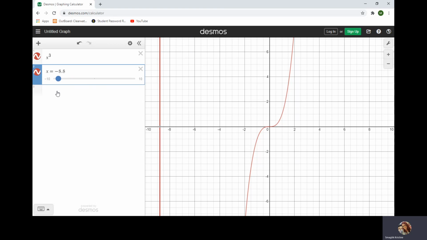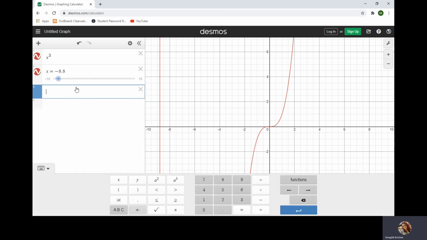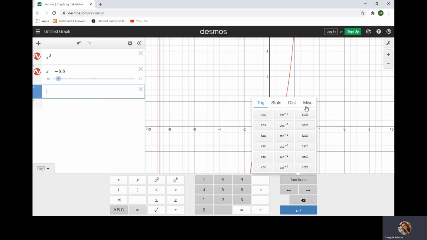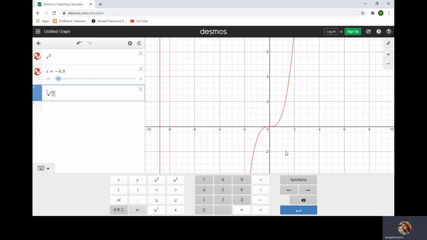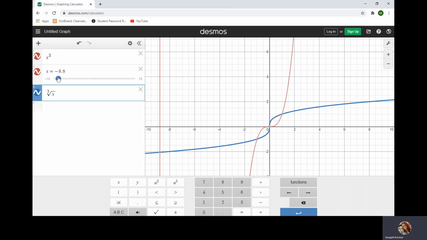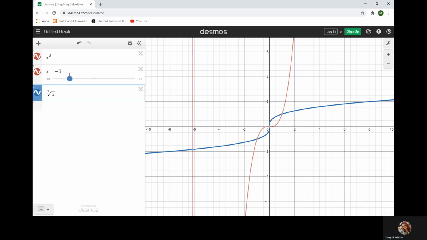Now, what happens when I do the inverse? The inverse of x cubed is going to be the cube root of x. So let me get in here. There we go. Now let's take a look. It's almost like it's turned on its side. Again, that is a reflection over the line y equals x. Now let's take the vertical line and do the vertical line test and see. Okay, so here I go.